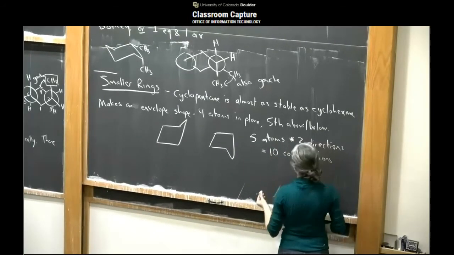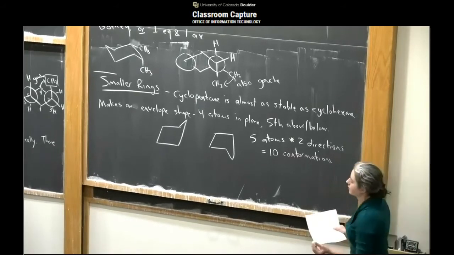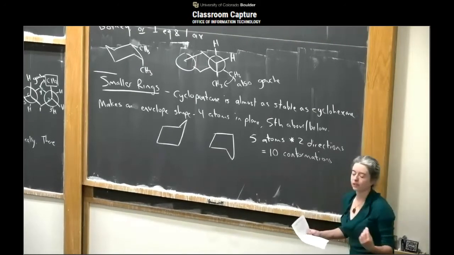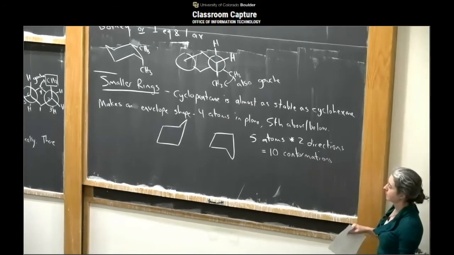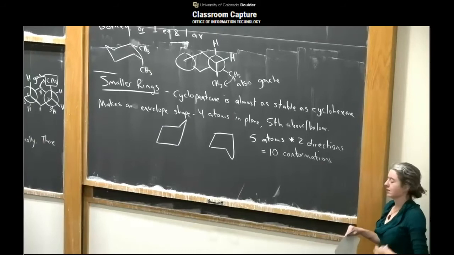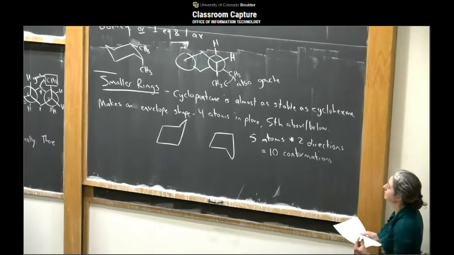10 conformations that are lowest energy plus a bunch of in between ones as it's passing from one stable conformation to another. Sort of like when we were looking at Newman projections way back in chapter 2, we have gauche and anti-conformations as the stable ones, but we have to pass through eclipsing to get there.